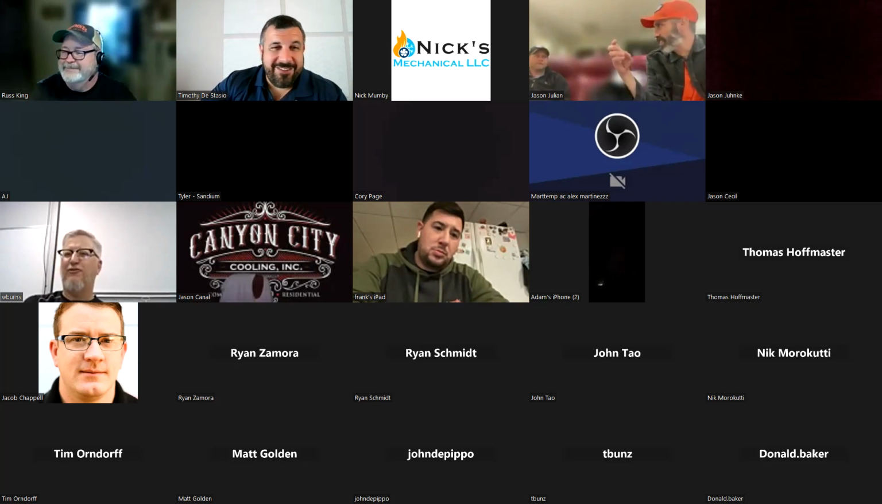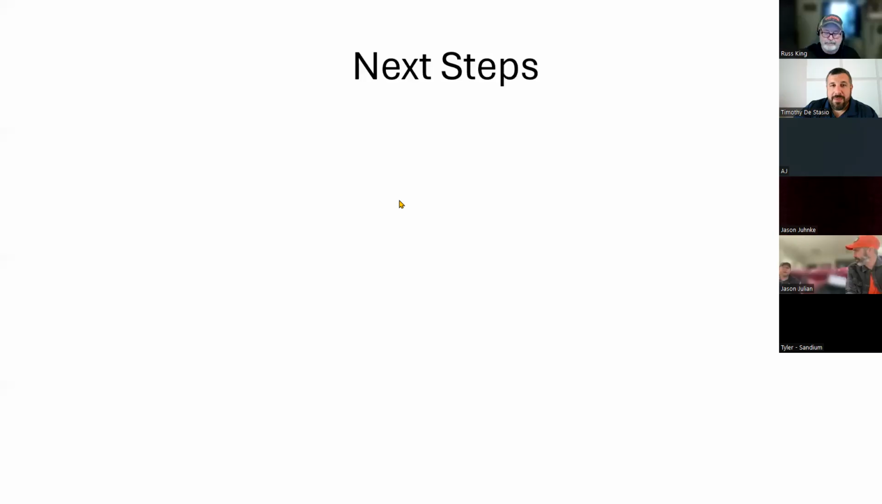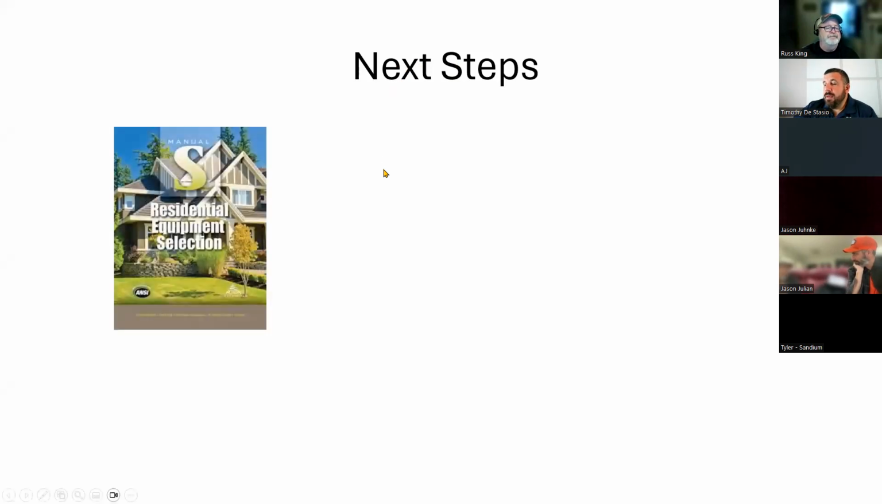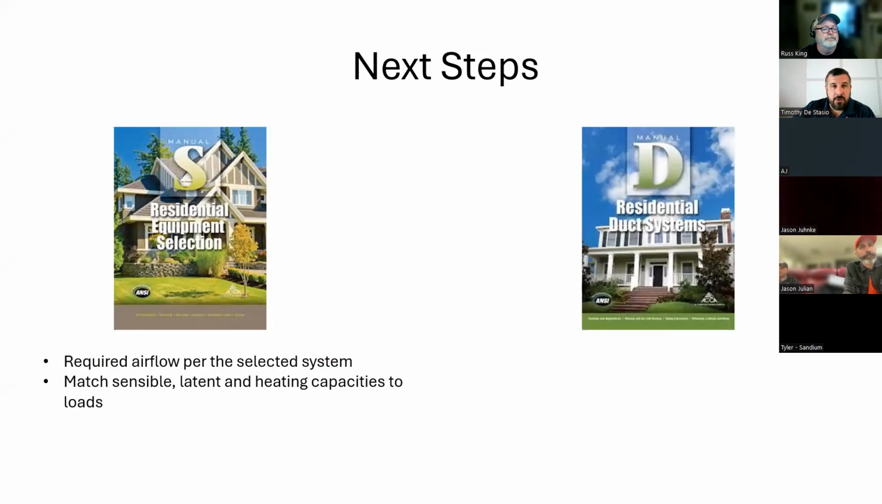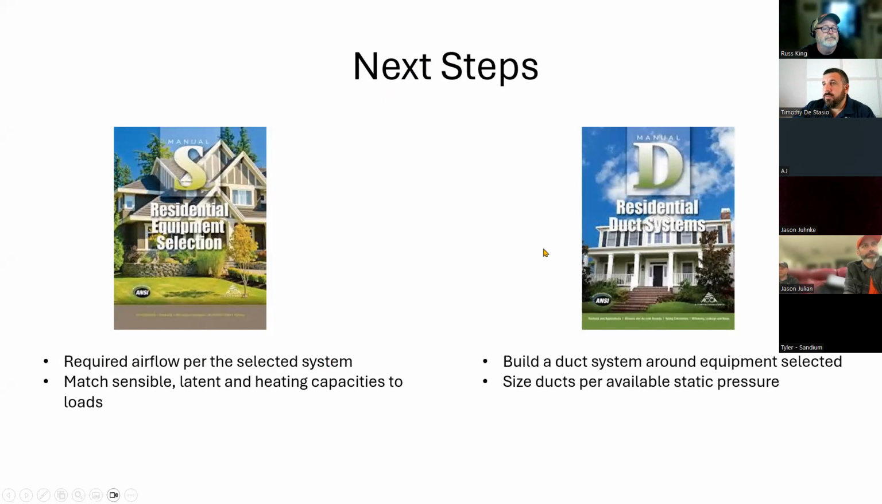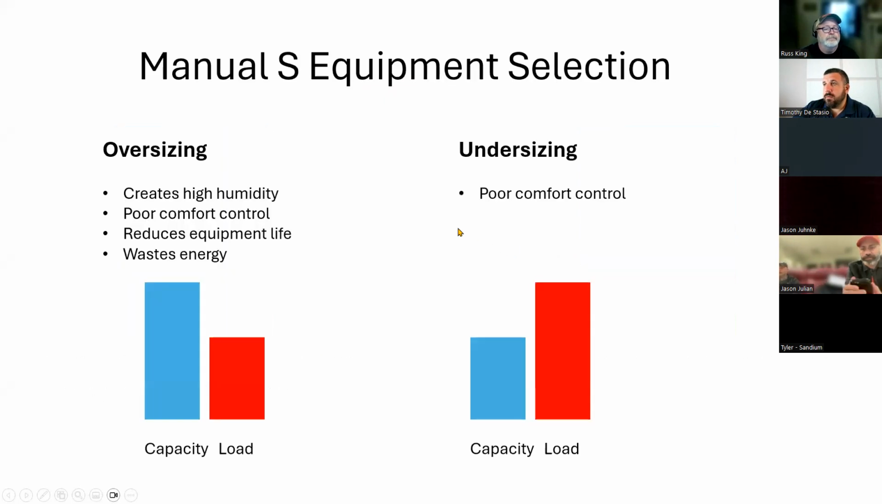All right, let's share the screen. After you've done the Manual J, the next step, I assume everybody can see next steps right here. We're good? Okay, thank you. Is Manual S, where we need to determine the required airflow for the system that we selected. And we also need to match our sensible, latent, and heating capacities to what the loads are. And then later on, we'll build a duct system with Manual D. So that's, again, the ACCA design process.